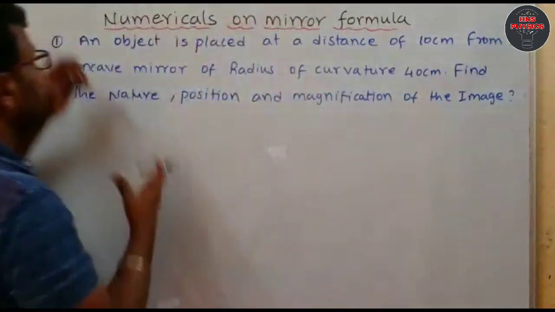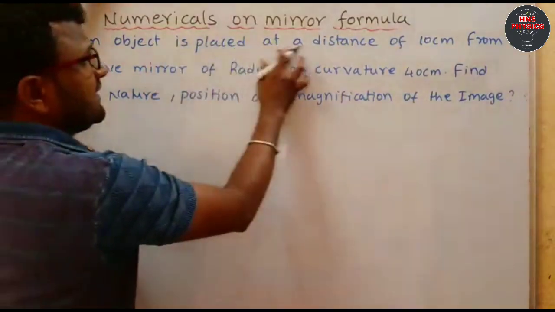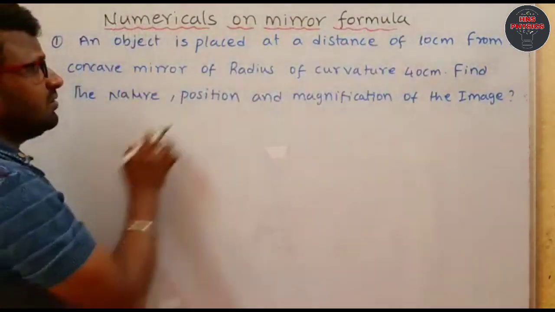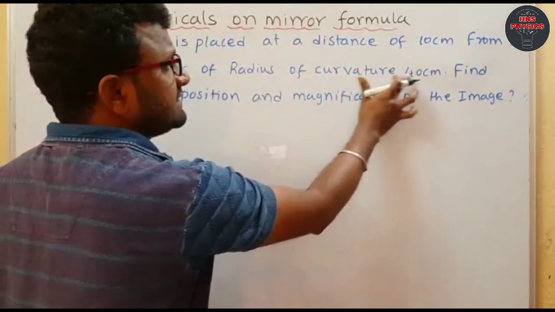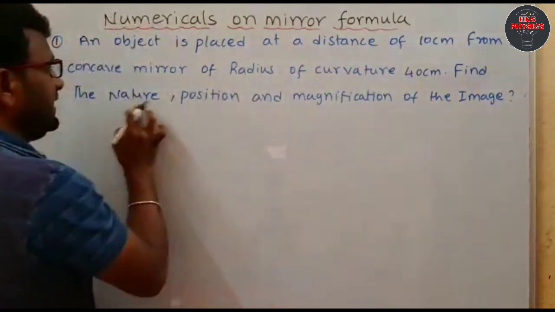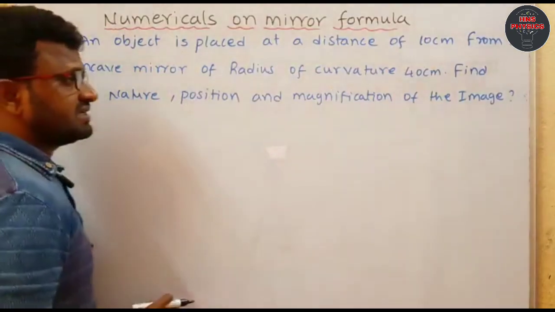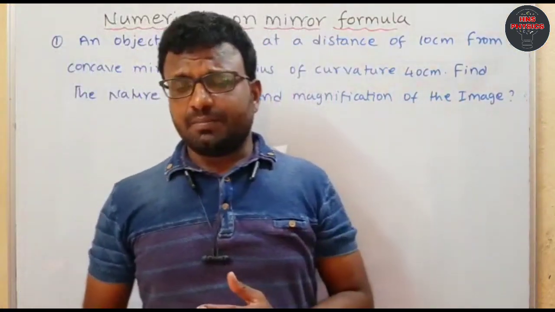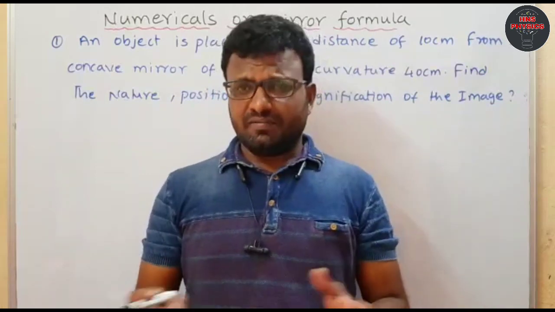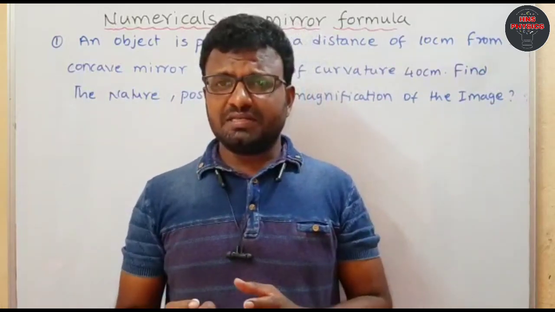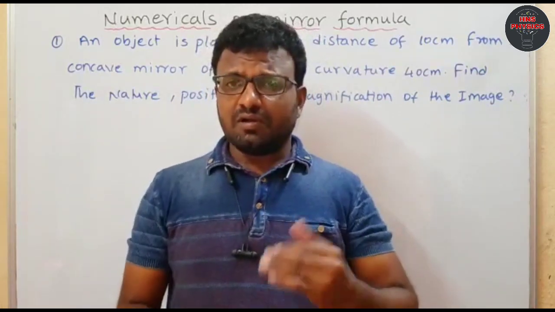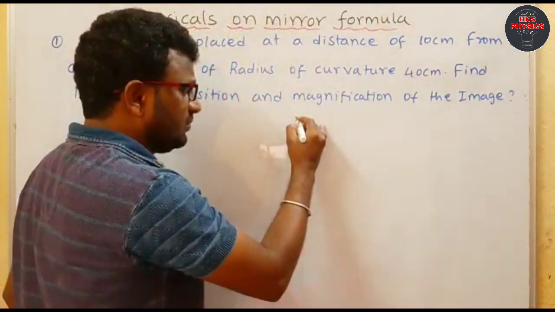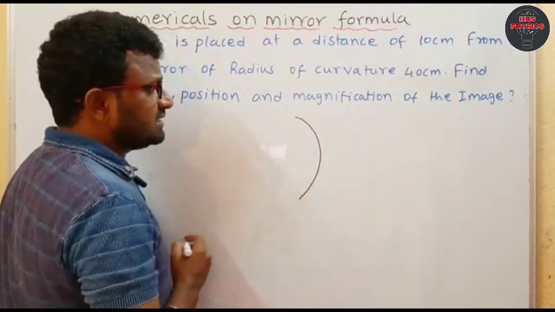What is given here? An object is placed at a distance of 10 centimeter from a concave mirror of radius of curvature 40 centimeter. Find the nature, position and magnification of the image. This is a concave mirror. Don't just blindly apply the mirror formula with object distance and image distance like that. First you have to analyze the question. This is a concave mirror, so that is the first point.